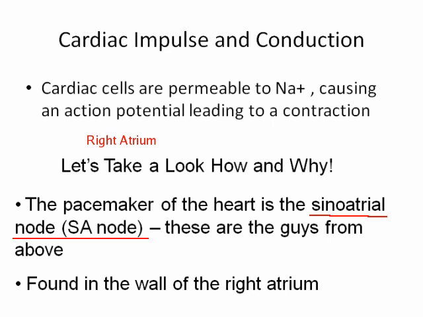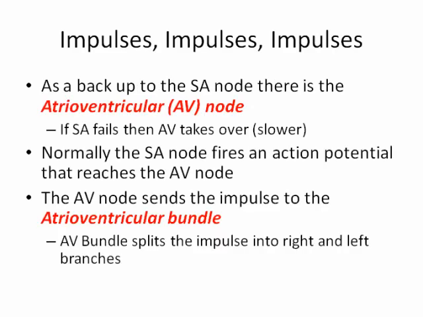But part of that action potential, leaving the sinoatrial node, the SA node, also then travels to the AV node, the atrioventricular node. And so that's key for us to understand that once the SA node fires, it sends that impulse to the left atrium, it sends it to the right atrium, and it also sends it to the AV node, the atrioventricular node.